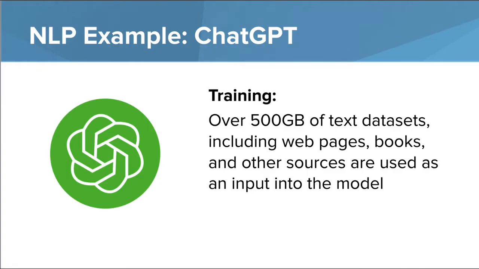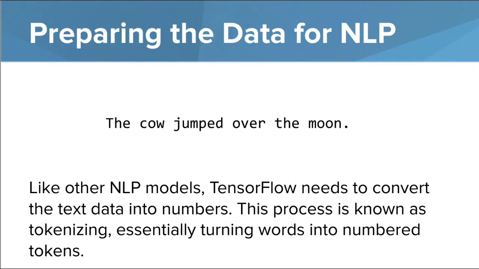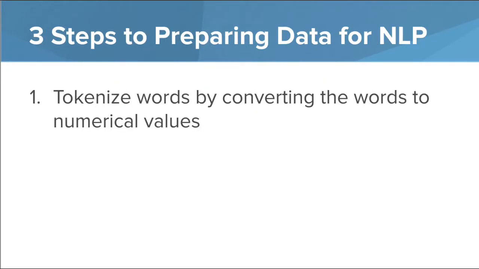NLP models are trained on text datasets sourced from various places such as web pages and books. Before creating the NLP model, training data must be transformed into a format that the model can use. This process is known as tokenization. Just like images need to be transformed into numbers to become input for a convolutional neural network, words are transformed into numbers, or tokenized, to become input into an NLP model.